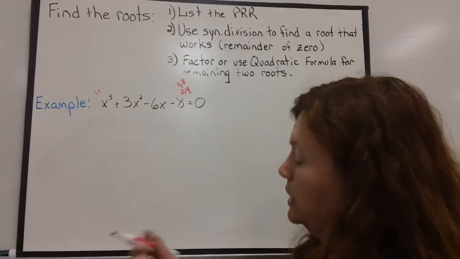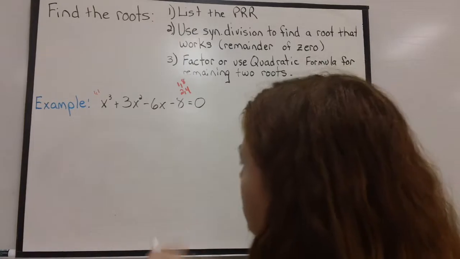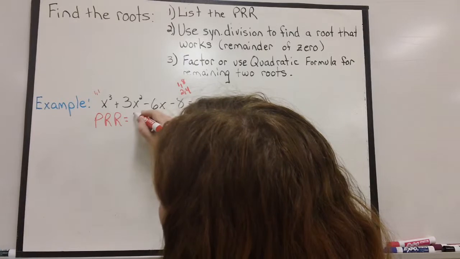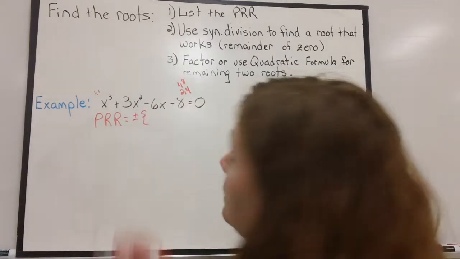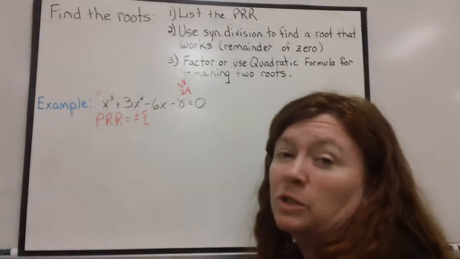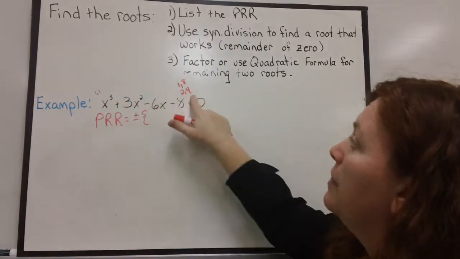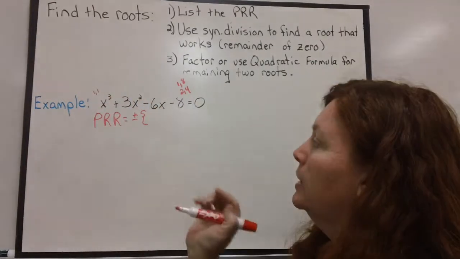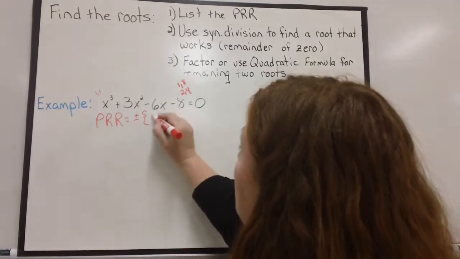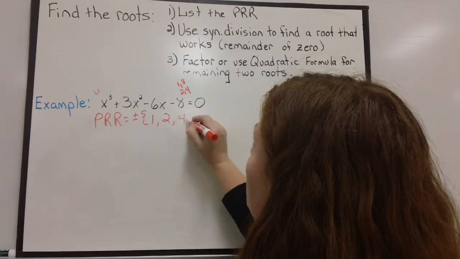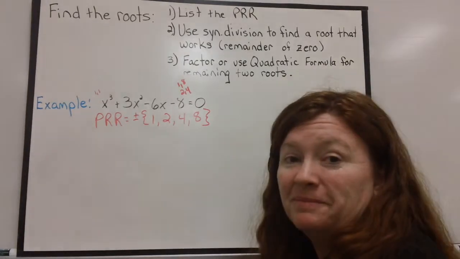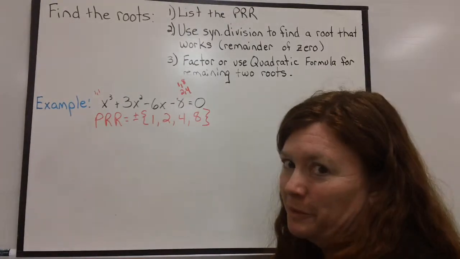It's my handy dandy eraser here. Okay, so the possible rational roots is a set of plus or minus the set of each of these numbers over 1. I don't have to do it twice. I don't have to do these over 1 and these over the other 1, because that would just give me repeats that I'm going to have to cancel out. So I have 1 over 1, 2 over 1, 4 over 1, and 8 over 1. And those are my possible roots.